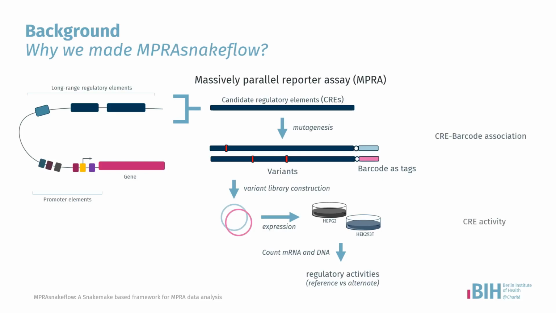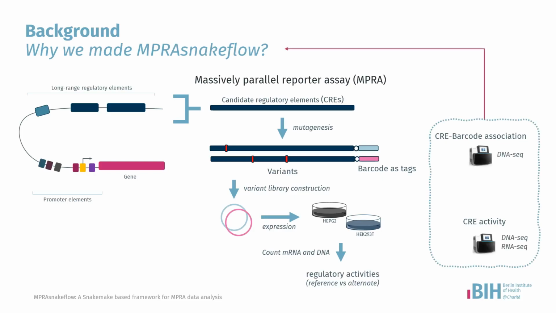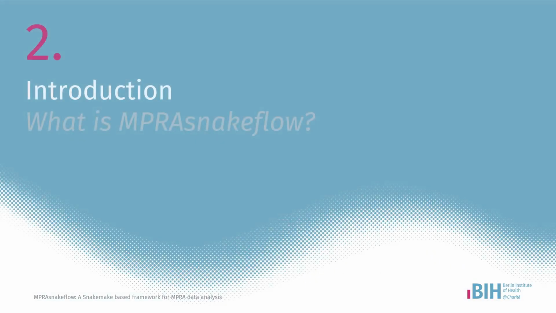Now, in this entire pipeline, there are two key steps that require high precision. They are the CRE and barcode association check and the CRE activity check, both of which involve sequencing, and this is where MPRAsnakeflow comes into play. Now let's take a look at what MPRAsnakeflow is.